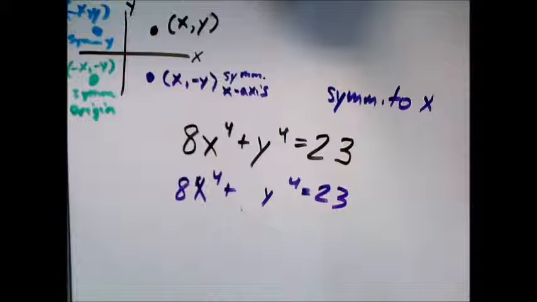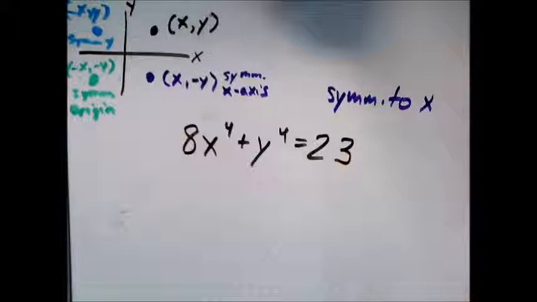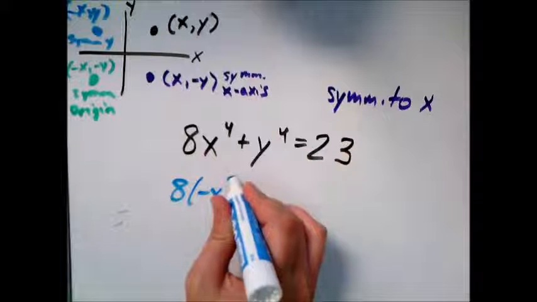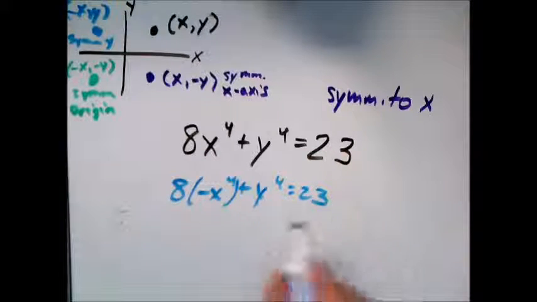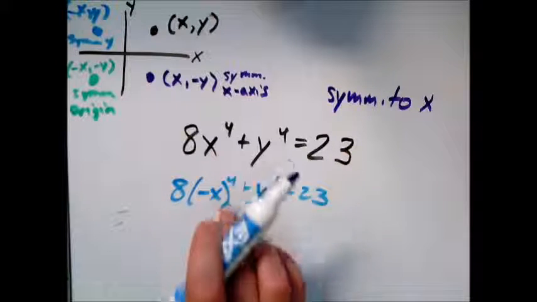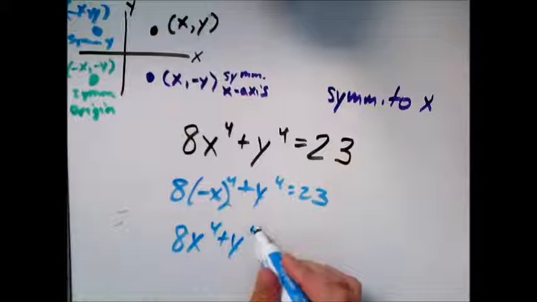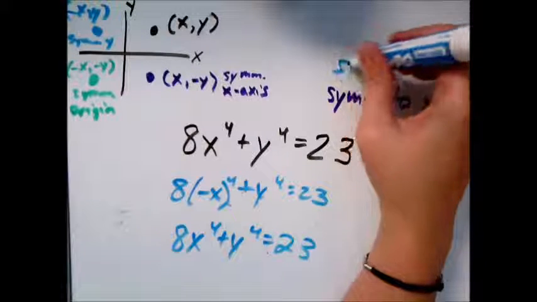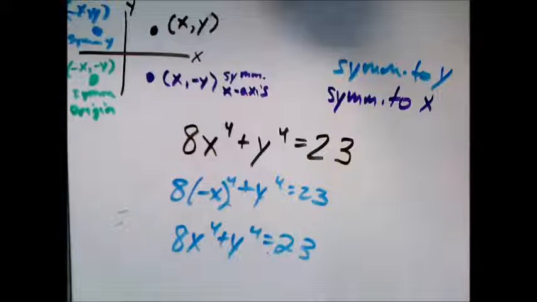And now we have to test for the y. So where there used to be an x, I'm going to put a negative x. And then same thing, this is negative x to the fourth. So to the fourth cancels the negative. I just end up with 8x to the fourth plus y to the fourth equals 23. So I got my same equation back. That tells me this one is also symmetric to the y-axis.